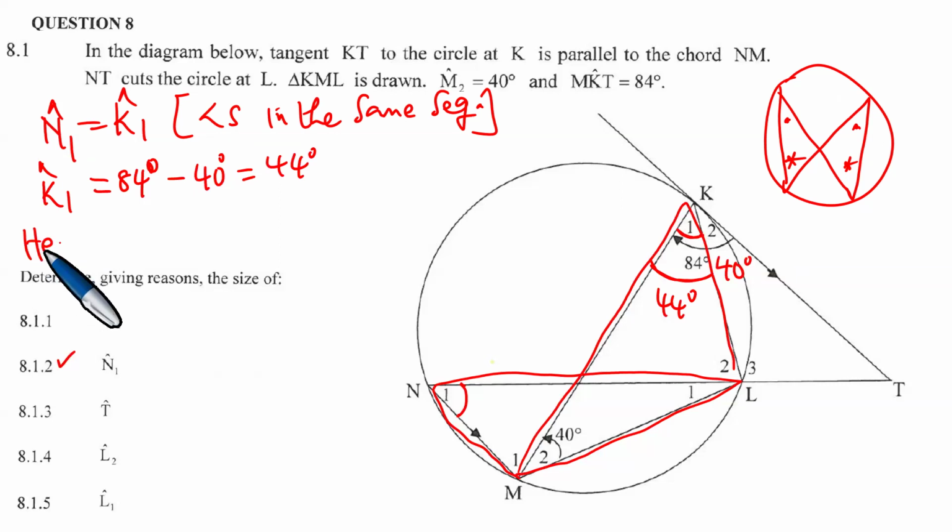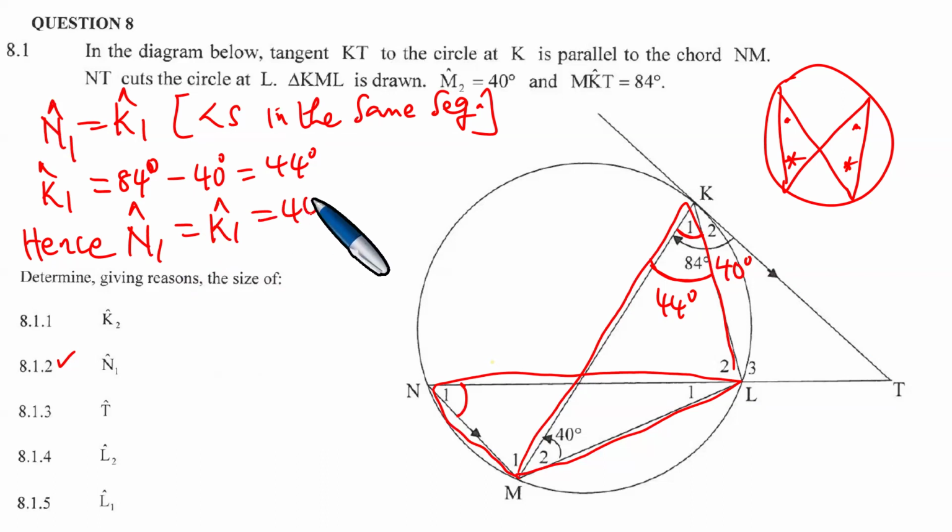And we can then say, hence, the angle N1 is equal to the angle K1, which equals 44 degrees. Like so. And obviously, we've already got the angle K2, which is 40 degrees, and the angle N1, which is 44 degrees. And then we continue.